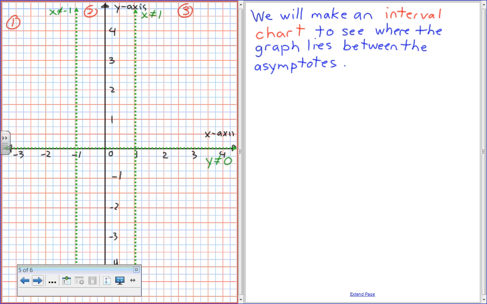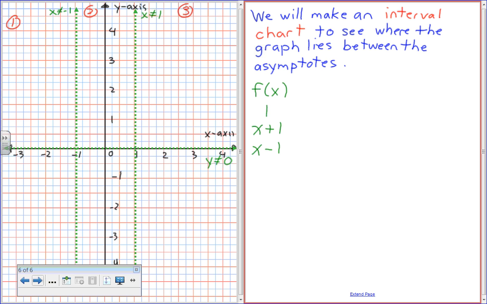Right? But you see the problem? It's not going to cross 0, so what we're going to do is we're just going to check if the points lie above the 0 or below 0. That's what we're first going to do. So what we're going to do is this. We're going to write f of x at the top left, because that's our graph. Then we're going to write 1, x plus 1, x minus 1, and overall.